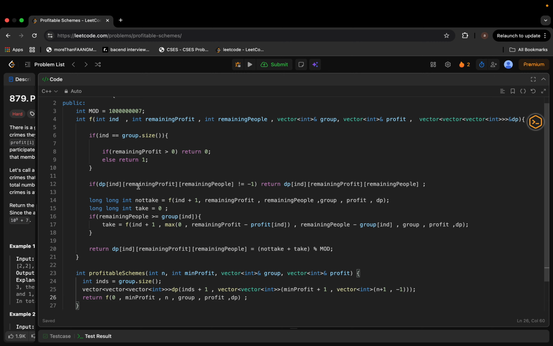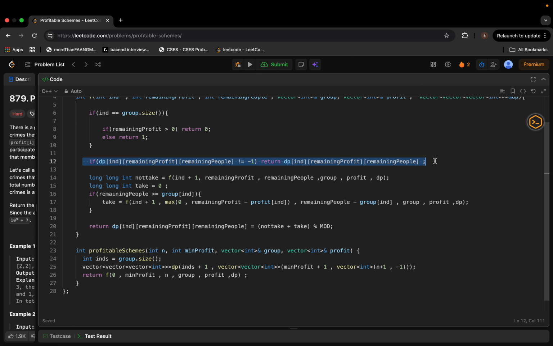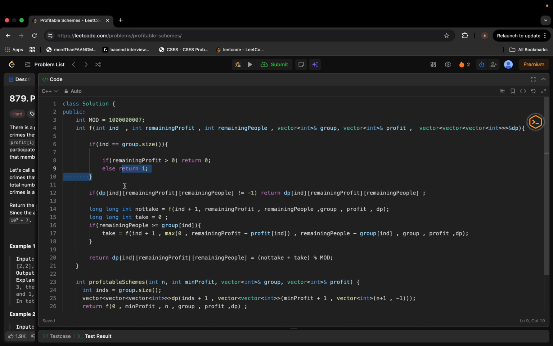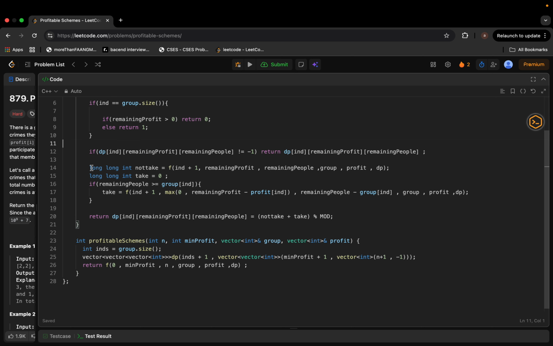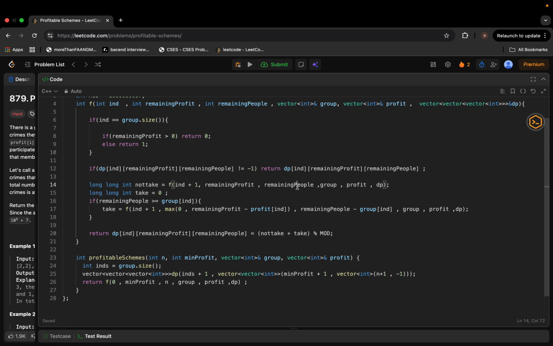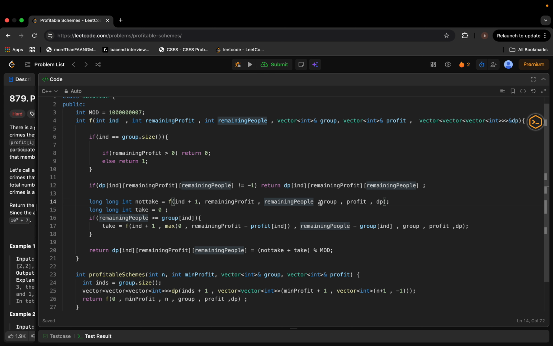You can skip this for now, and the base condition as well. Let's just dive into what we can do and what we cannot do. We can either take this or we cannot take this part. Let's say we do not take this part, so we move to the next part. We directly increase our index. The remaining profit remains the same because we didn't take anything. The remaining people also remain the same, and the remaining things, group and profit, we are passing.